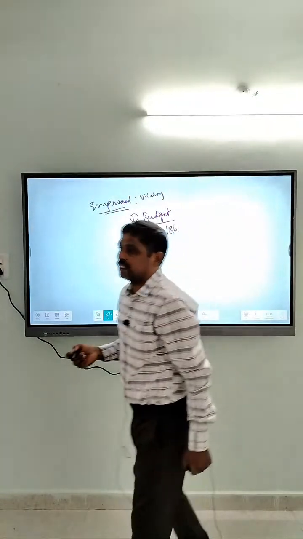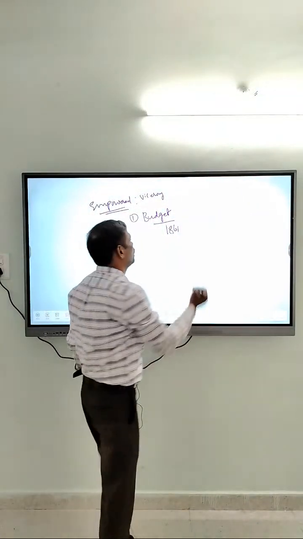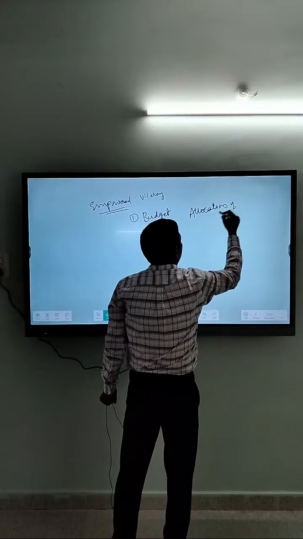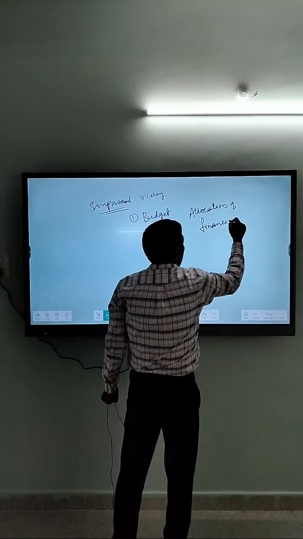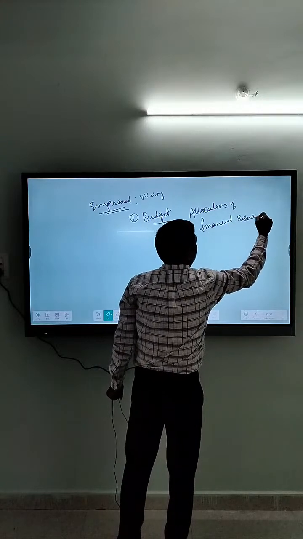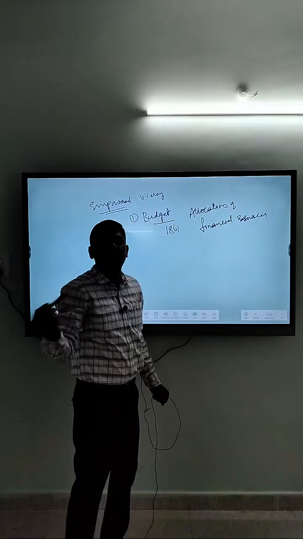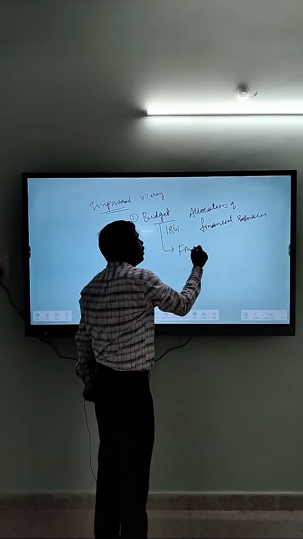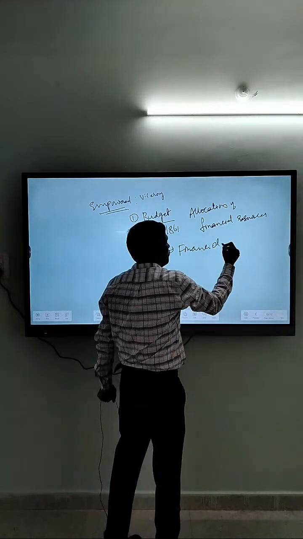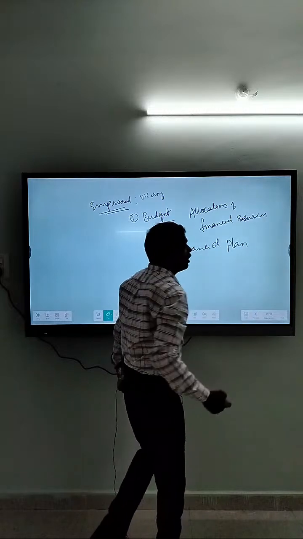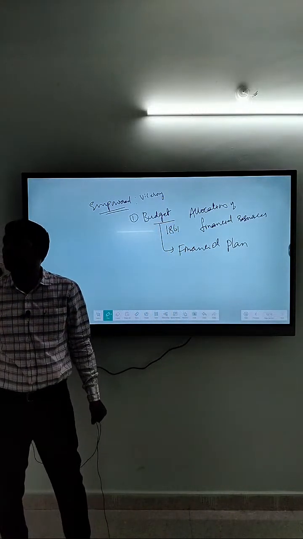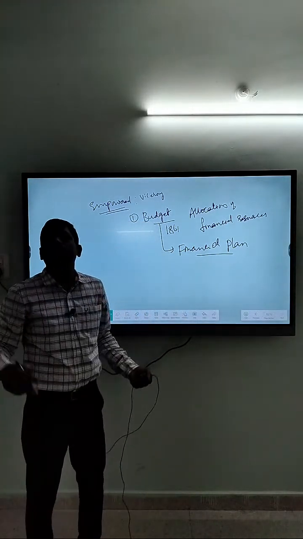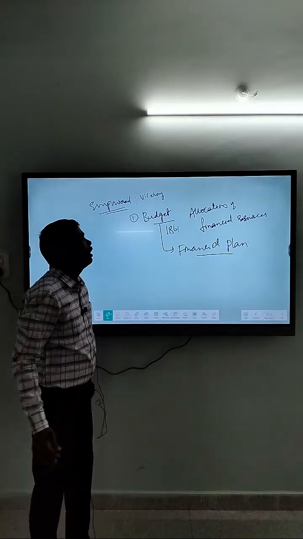So budget is all about allocation of financial resources among different activities. Alright, so we can also call it a financial plan of the government. Budget is also a financial plan of the government. So where to spend, how to use money, alright, that is what budget is.